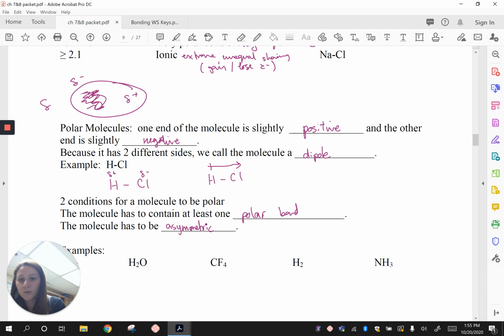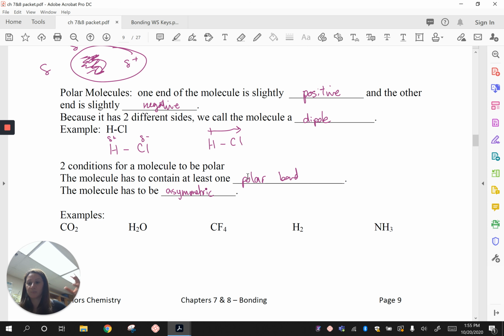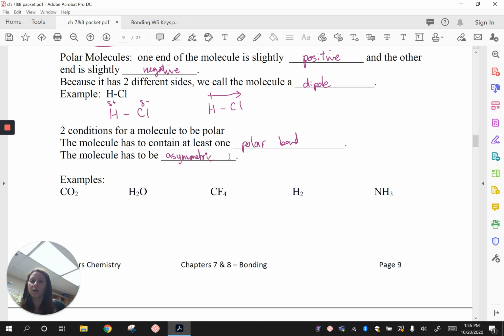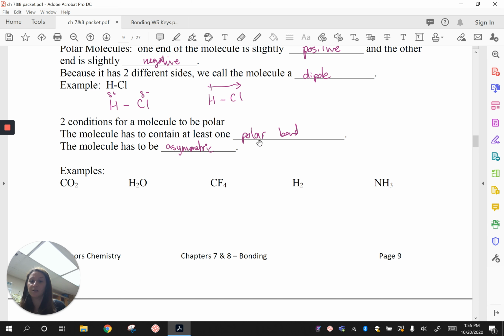Okay, so that's what it means to be a polar molecule, meaning that one side of the molecule has more electrons spending time there than another side. But how do you know that a molecule is polar or not? Well, it has to have two conditions. It has to have at least one polar bond, and it has to be asymmetric.